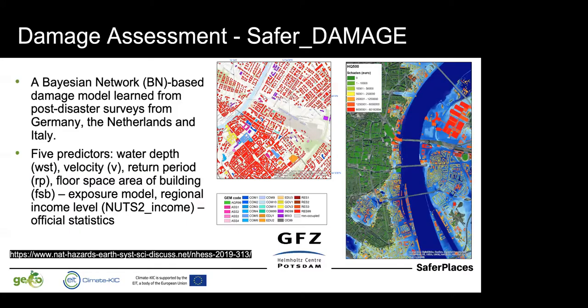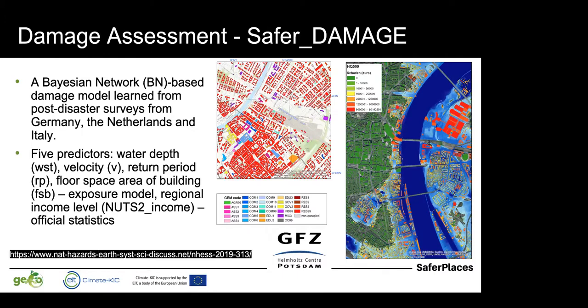Another component of the intelligence behind the platform is the Safer Damage algorithm. Safer Damage has been developed together with GFZ, the research center based in Germany. It's a particular type of Bayesian network damage model, and it is an advancement over the classical depth-damage function because it's possible to include multiple variables to estimate the losses, not only the water depth but also, for example, building characteristics. The model has been validated comparing observed and model data.